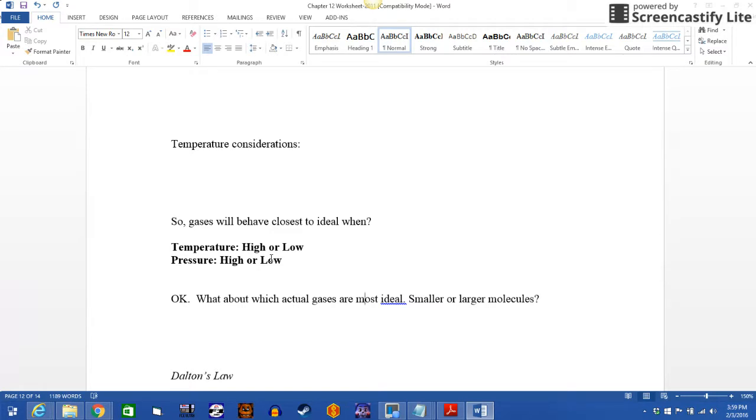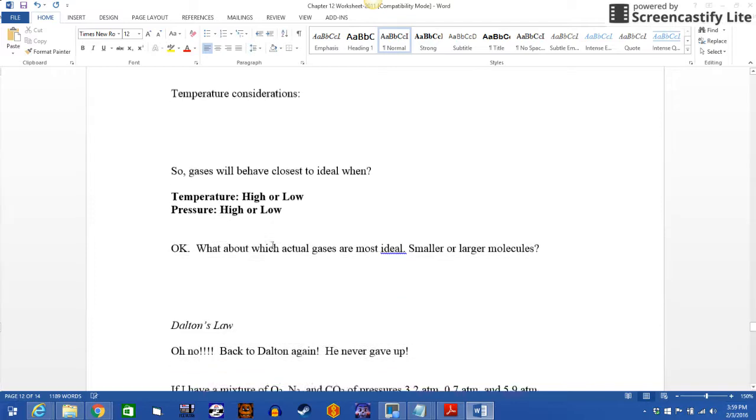You need the gas molecules not to interact if they're ideal, or to interact if they're real. So I want to know, when will gases behave closest to ideal? High or low temperature, high or low pressure. You'll circle one for temperature, one for pressure, and then we'll go over it tomorrow in class.